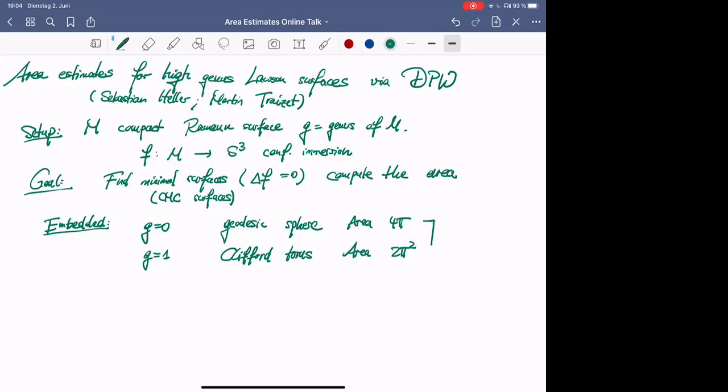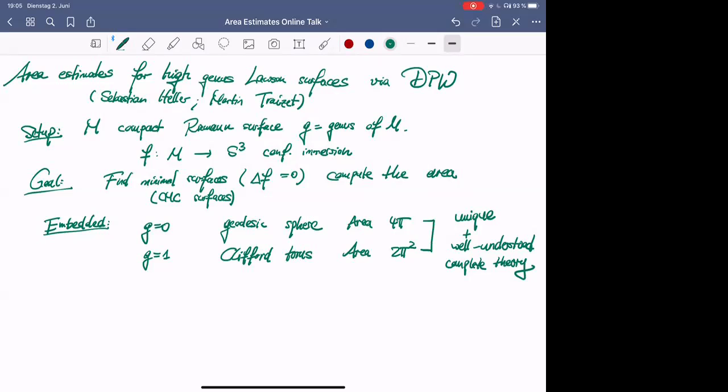In those two cases, we have very unique minimal surfaces, and also everything is well understood. In particular, there's a really complete theory to describe those. Geodesic spheres are really boring; there's just one sphere. But in the case of a torus, you have more possible solutions to the minimal surface equation, which are then, of course, not embedded.